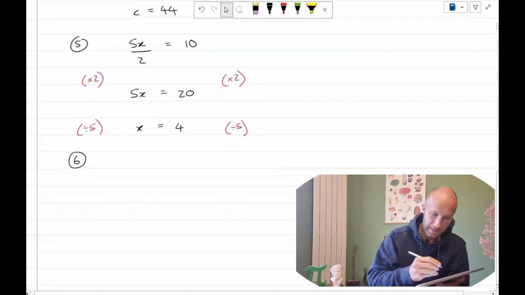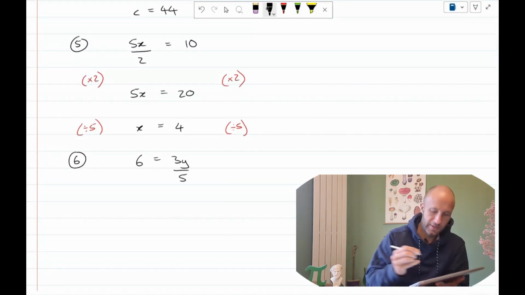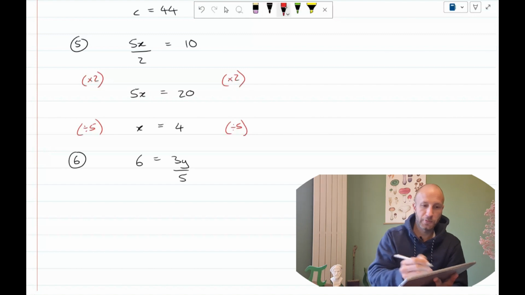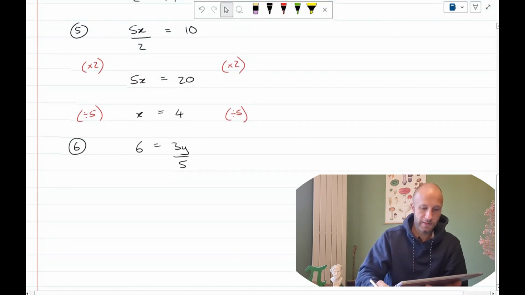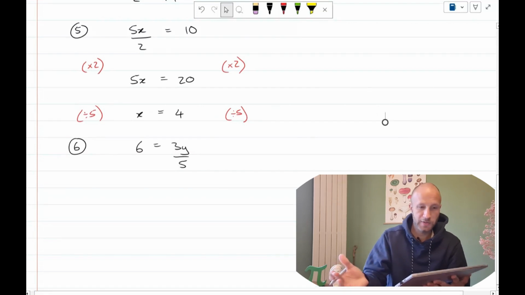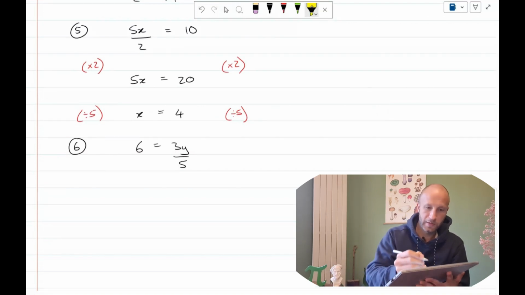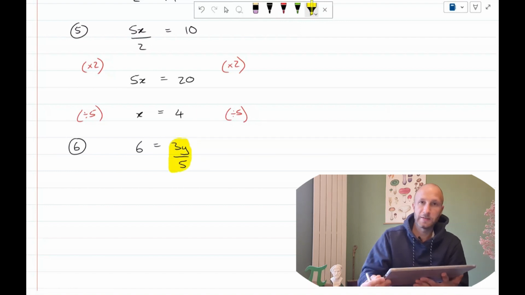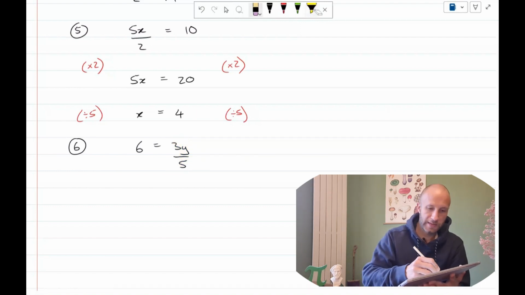Number 6, 6 equals 3y over 5. So again, just changing the letter doesn't make any difference to our principles or how we're going to consider this question. Still going to approach it exactly the same way, and also the y's on the other side, but that doesn't matter. All I do is find my unknown term, 3y over 5. To clear that fraction, to clear the fraction means to get rid of the bottom.